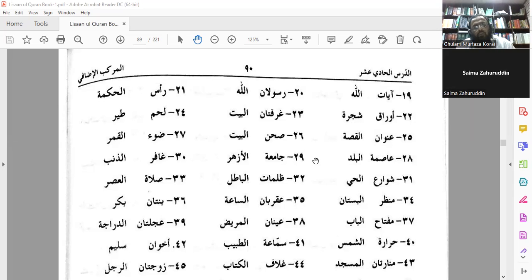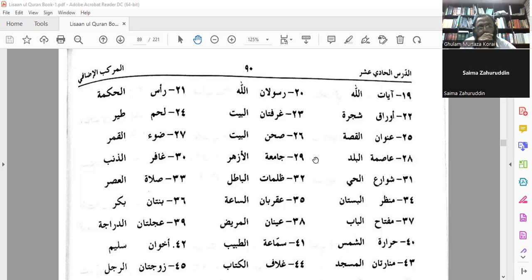Can I start? From my understanding, the mudaf can have any case ending. It won't take a tanween, and it never takes the alif lam. So it can take any case ending according to the function it plays in the sentence. It takes a dhamma if it is nominative, marfu, a fatha if it is mansub, and a kasra if it is jar. Okay, very good.